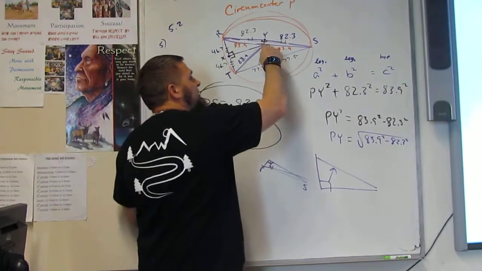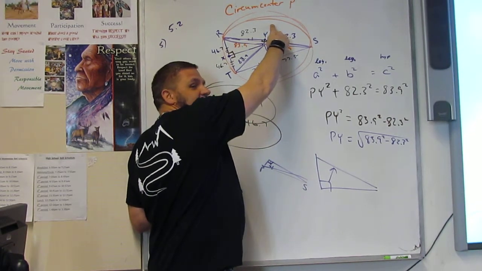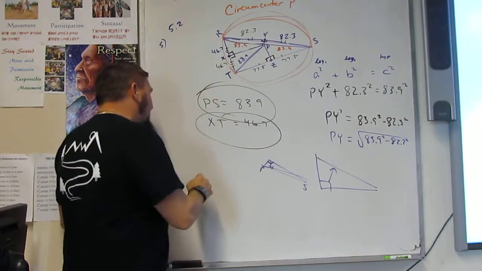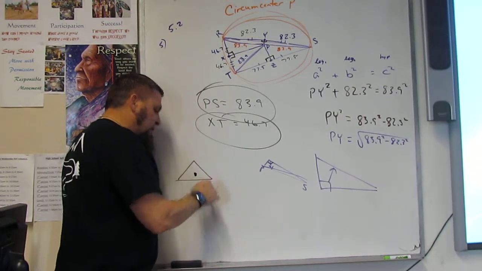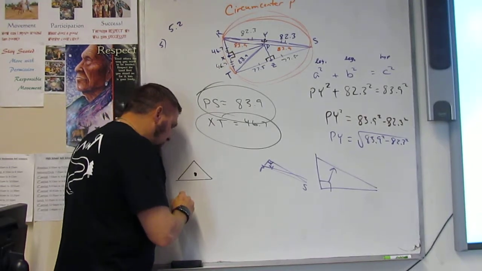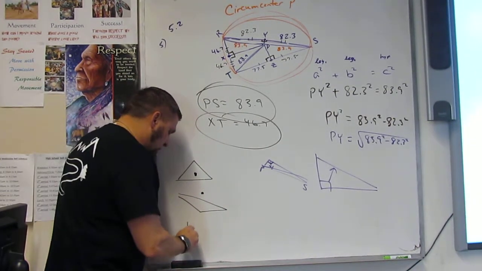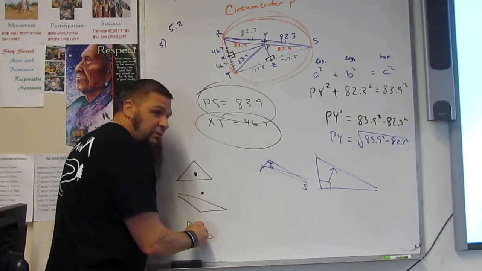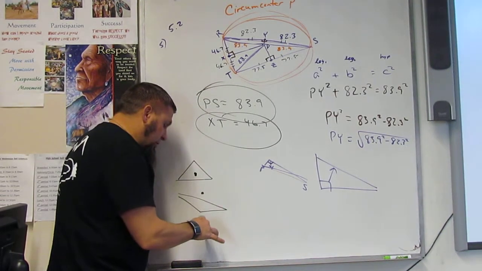Now, that center sometimes will be inside the triangle, sometimes it will be outside, and sometimes on it. So, here's the thing. If it is an acute triangle, the center will be inside. If it is obtuse, it will be outside. If it's a well-drawn right triangle, it will be right on it, and it will be right on its midpoint. Okay? It will actually be on the midpoint.